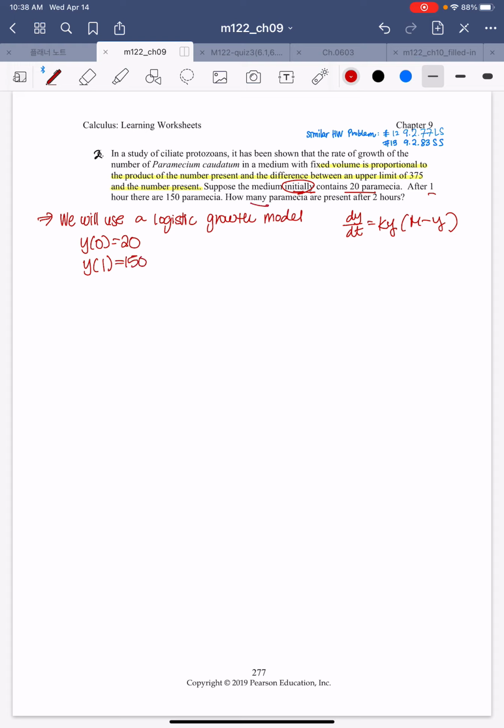How many after 2 hours? So what we are looking for is y sub 2, the value. Okay, so that's all we have. Now we have the equation given, and then you can use separation of variables, put all the y terms on one side and the t terms on the other side, and solve. But I told you that this is very challenging.